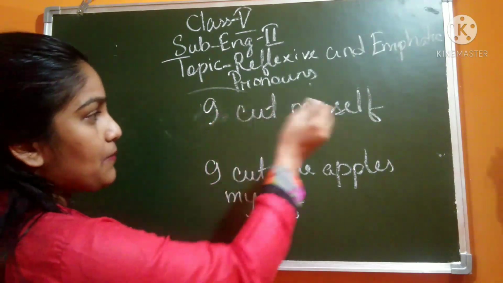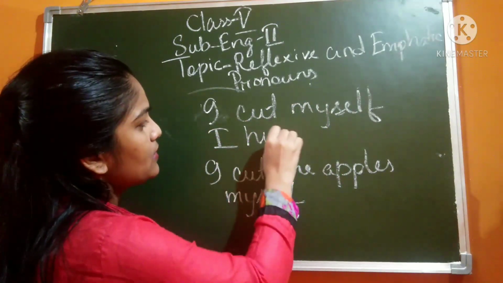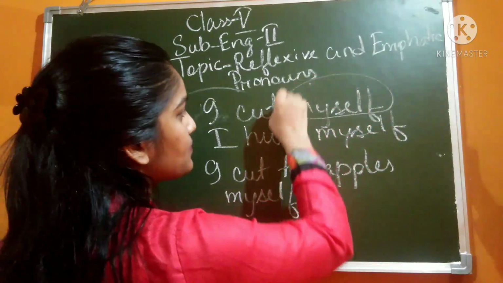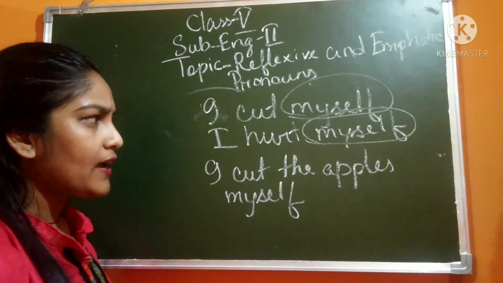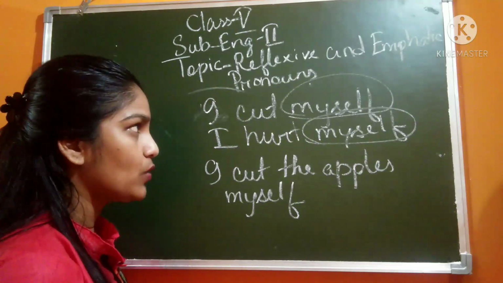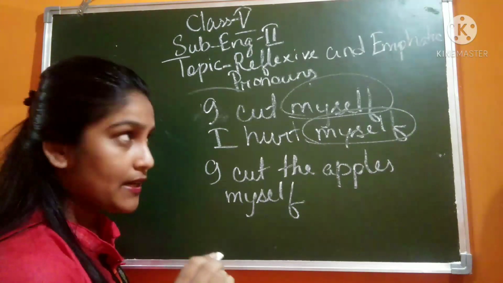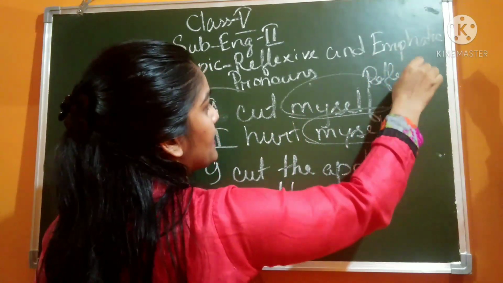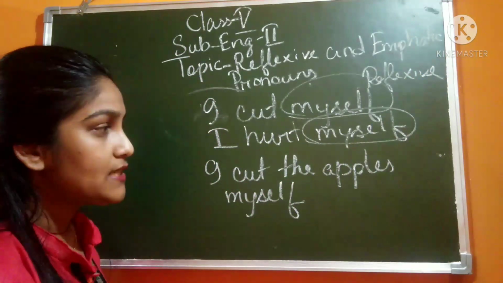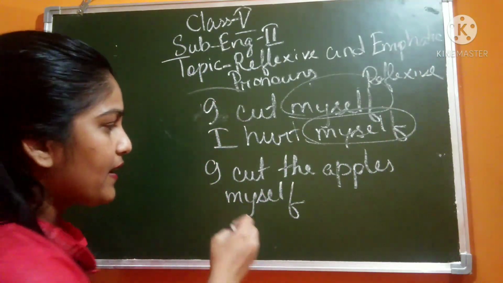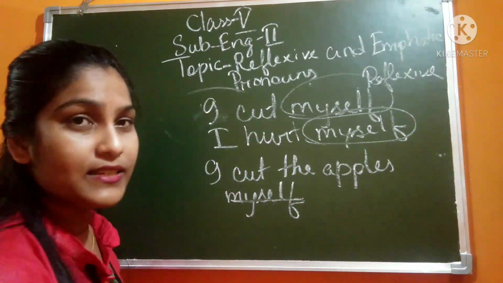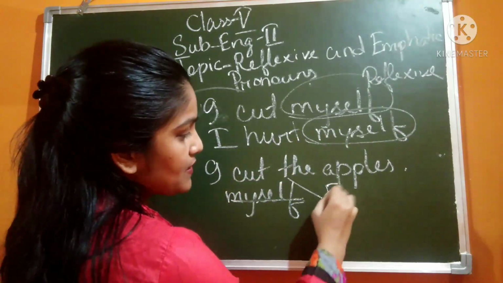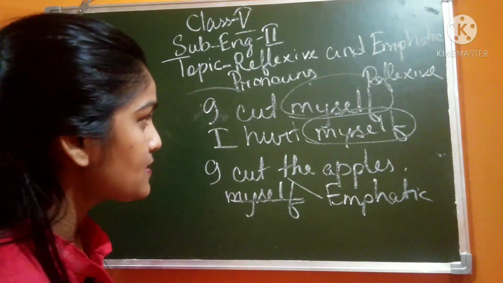Like, I cut myself or I hurt myself. Here if you remove myself: I cut, I hurt. What? I hurt what? I cut what? So it looks incomplete, right? So that means this is a reflexive pronoun. But here you see, I cut the apples myself. If I write, I cut the apples, then also it is making sense, yes. So this is emphatic. So, understood the difference? Alright.